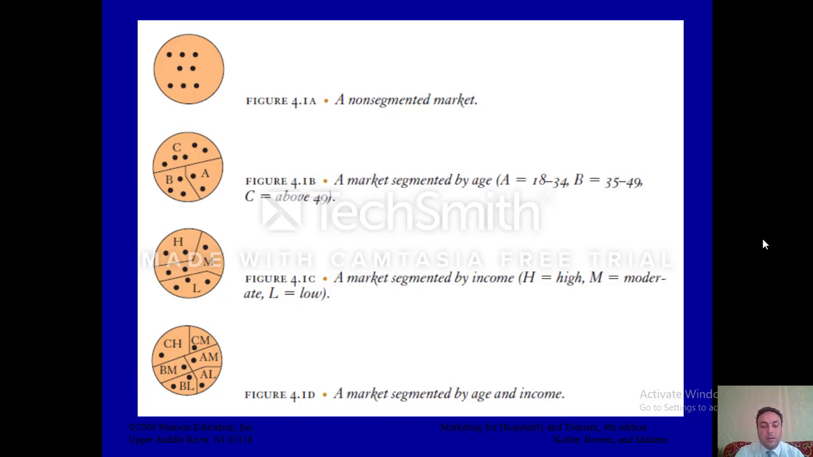Also, we can see another segmentation according to income. The market segmented by income, we can see here the H segment is the high income consumers, M is the moderate income consumers, and L is for the low income consumers. We can also make a market segmented by two variables like age and income, as you can see here, the consumers above 49 years with high income and so on.